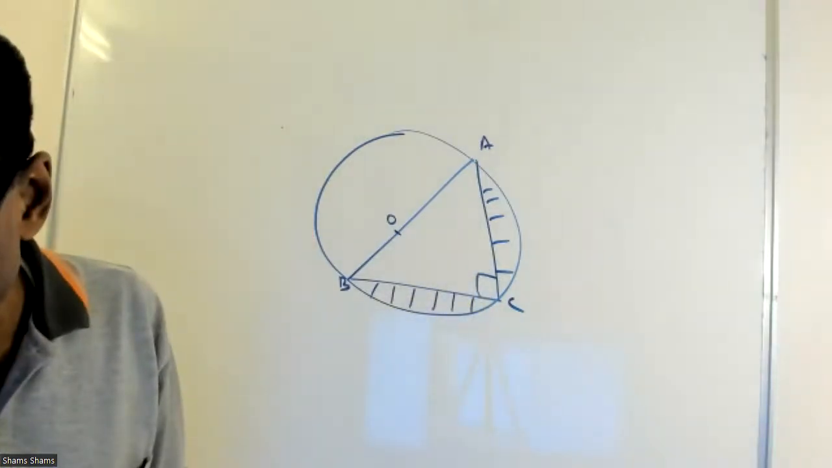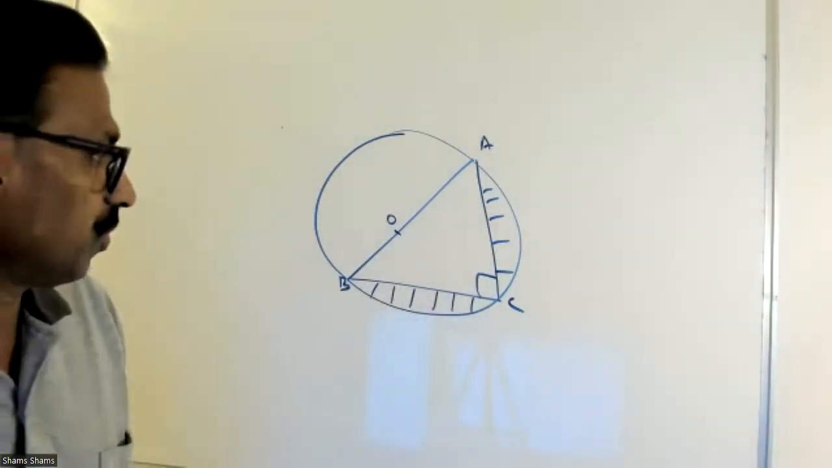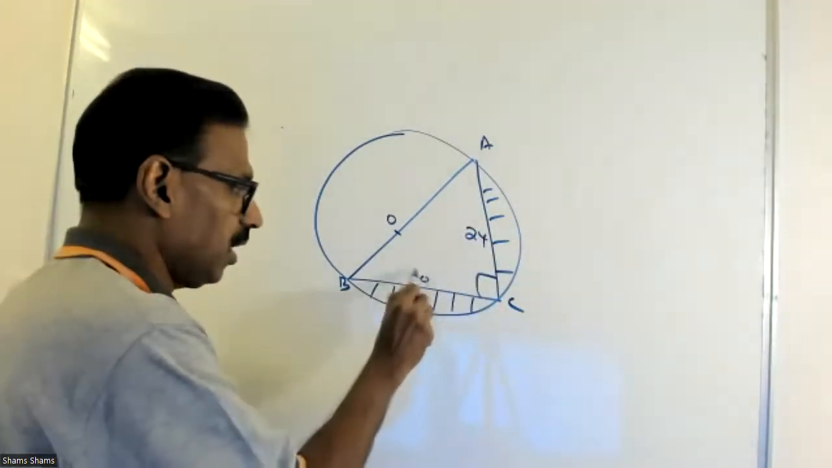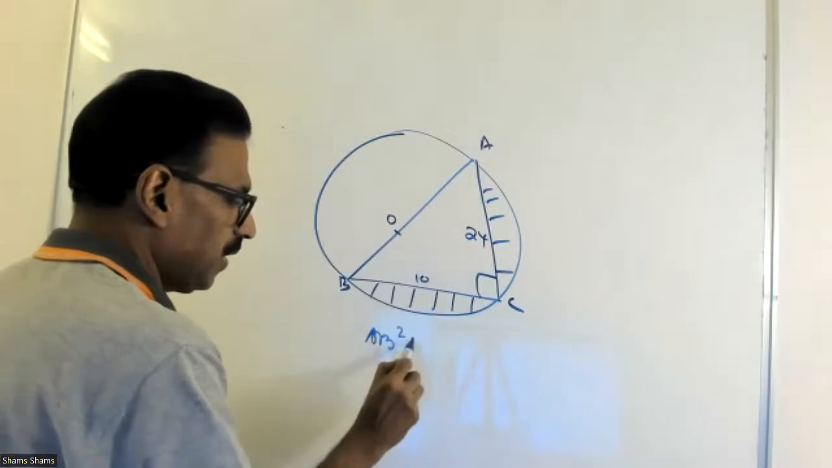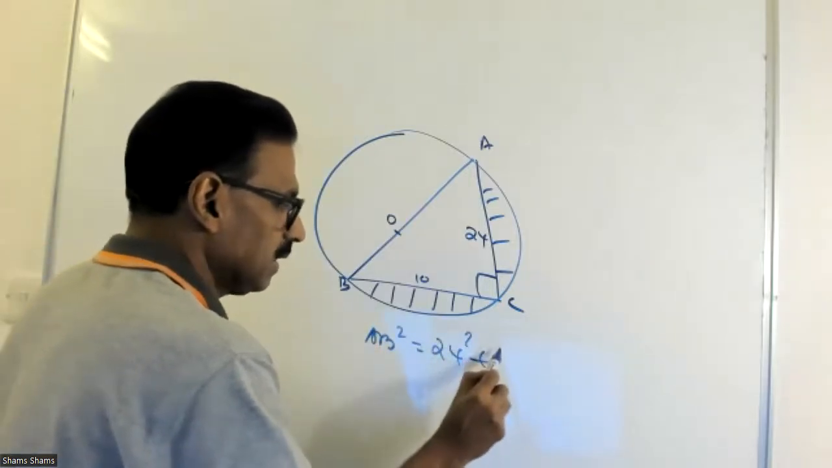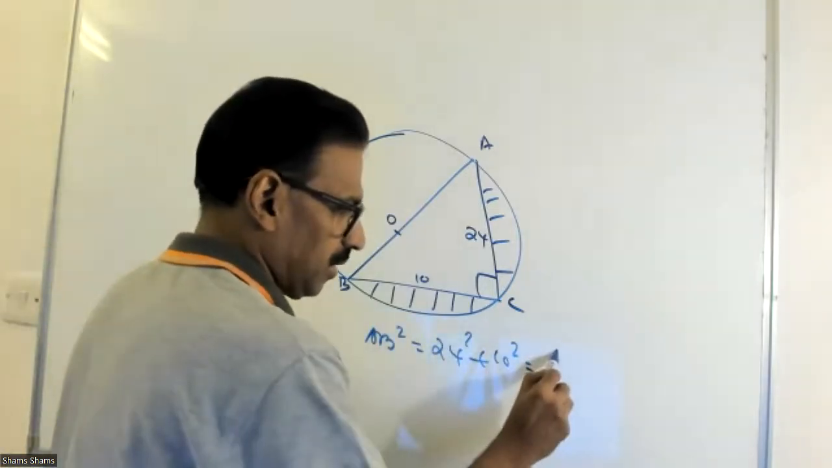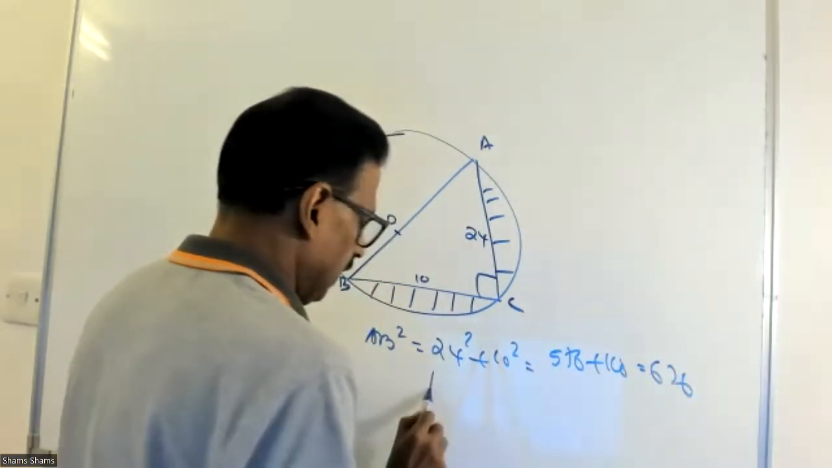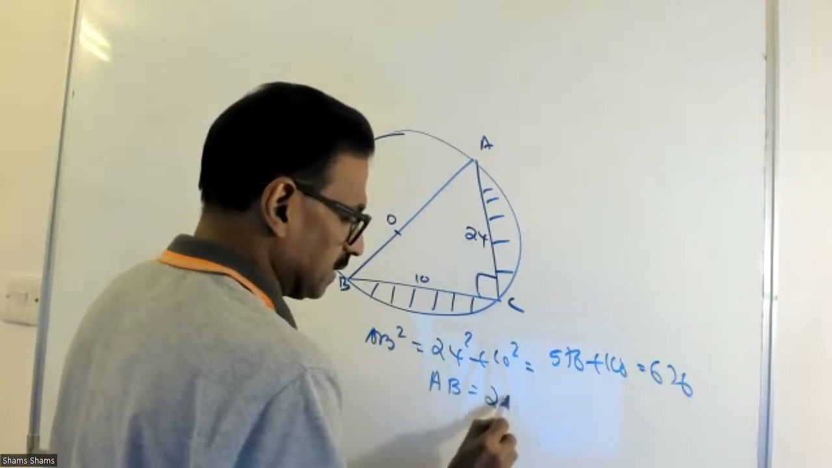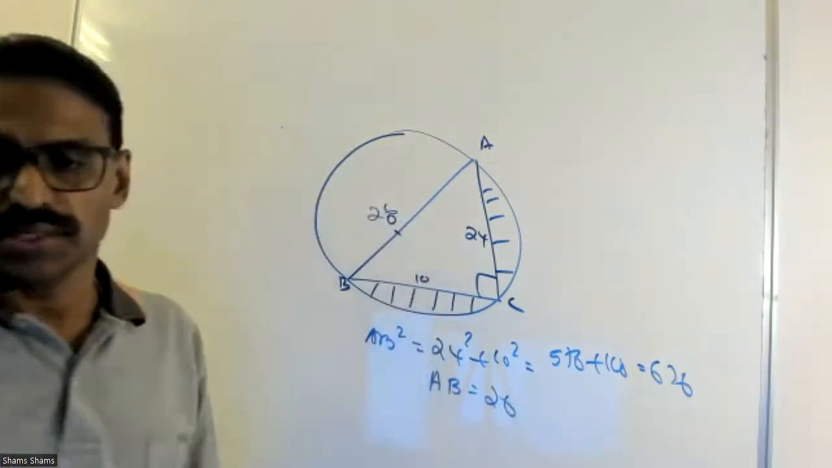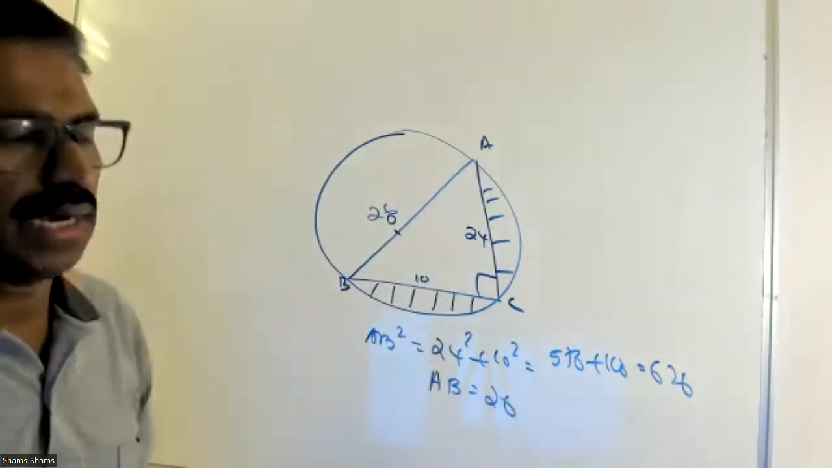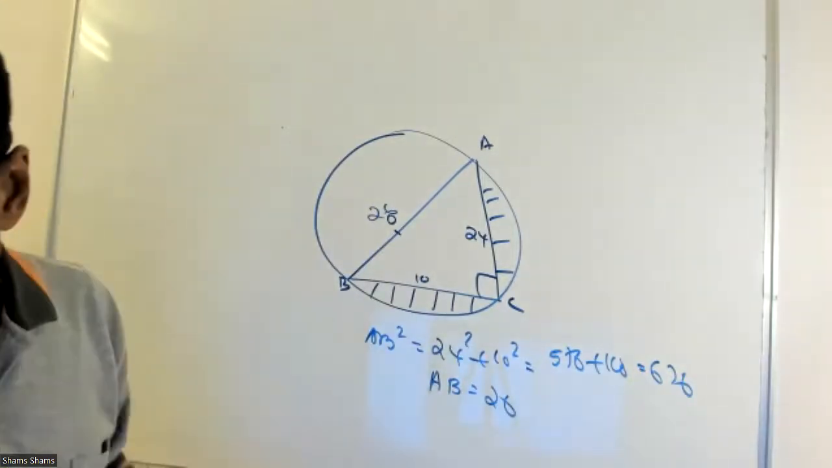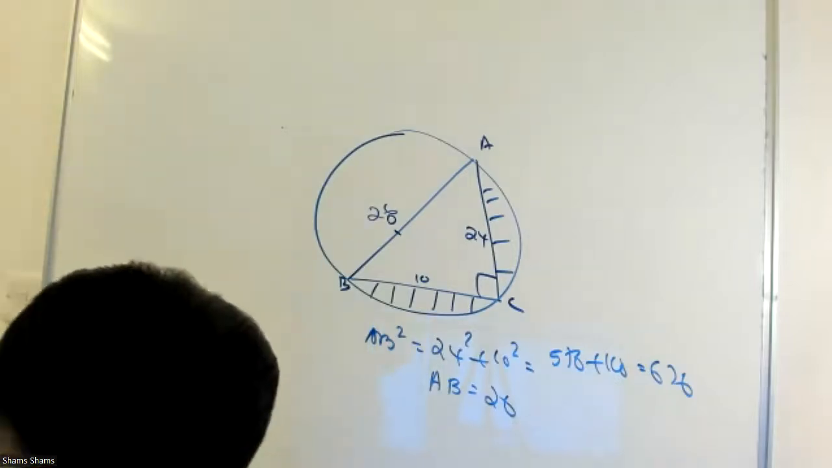Then find the area of the shaded region. AC is 24 and BC is 10. Now we can find AB. AB square equals 24 square plus 10 square, that is 576 plus 100 equals 676. Then AB equals 26. Diameter is 26. Now we can find the area of the triangle, half base into height, and area of circle, pi r square, pi value given 3.14.